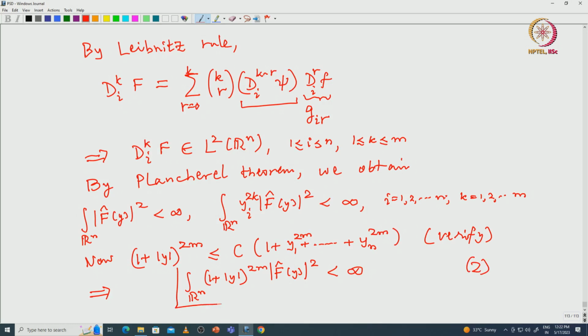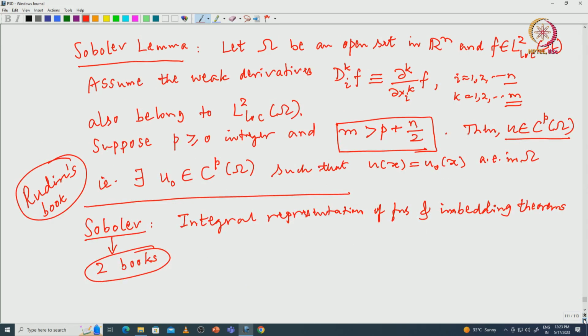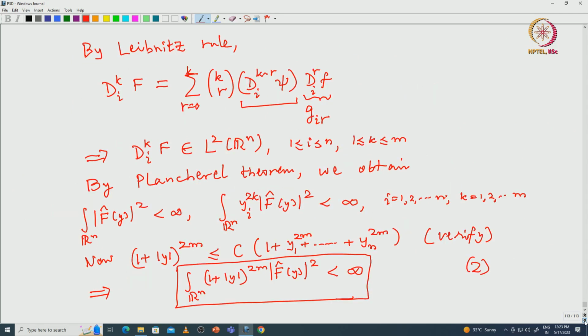Just remember this, and you see here itself we got an inequality. Compare this with the definition of the Sobolev space in R^n. You are also getting something similar here, so you can expect them to be very similar, and they are. I will stop here and continue in the next class from this point onwards. Thank you.